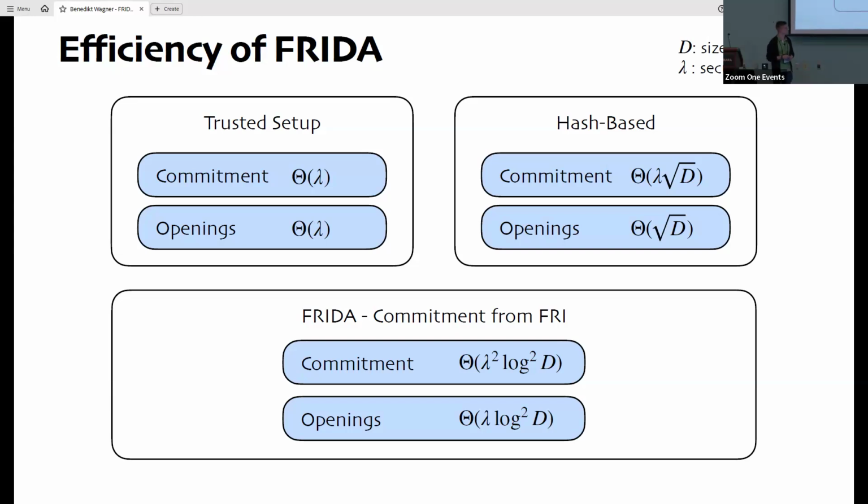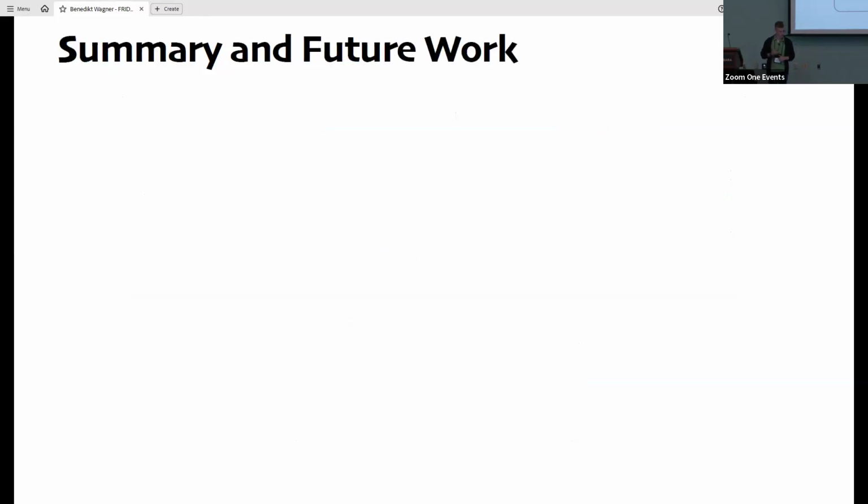Okay, and I want to say that this is not only an asymptotic improvement, this is also a big improvement in terms of concrete numbers. We have a bunch of tables in the paper if you're interested. And yeah, that brings me already to the last slide. I want to summarize what we have seen.